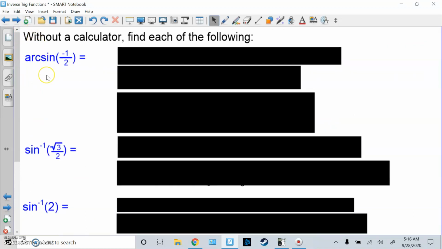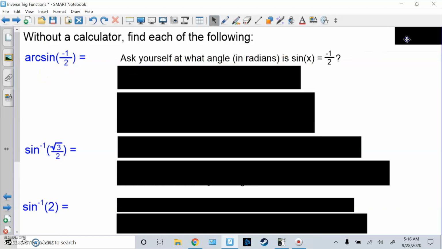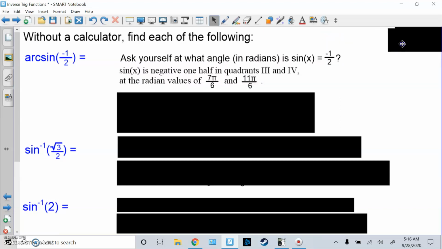So without a calculator, find each of these. Arcsine of -1/2. So you're supposed to ask yourself, at what angle, and again we're in radians, is sine of x equal to -1/2? So you think about the unit circle, where's sine negative? It's on the bottom, so quadrants 3 and 4. And for -1/2, those are the radian values 7 pi over 6 and 11 pi over 6.